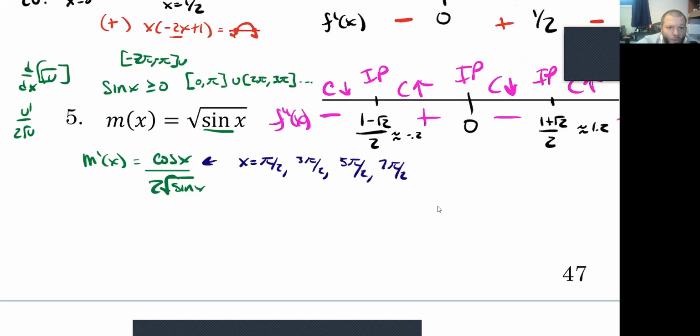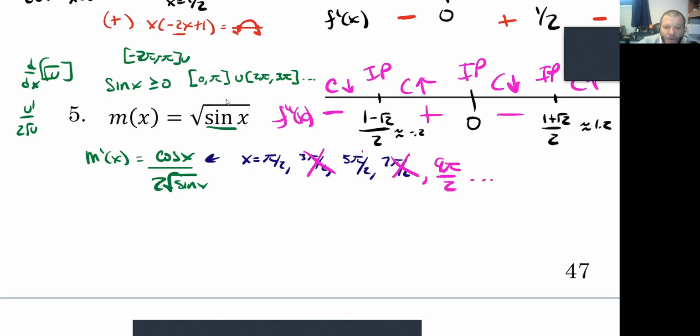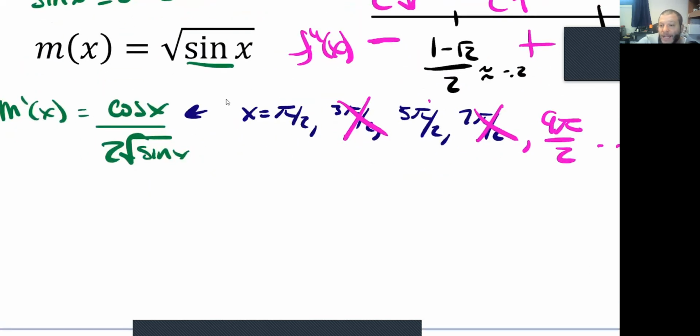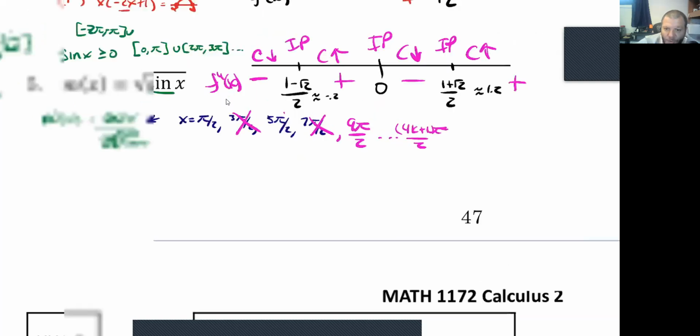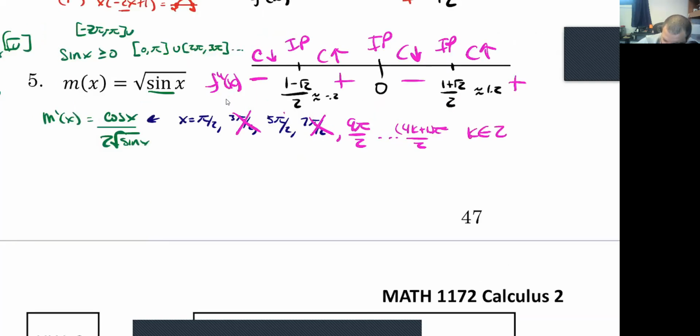But remember, we're not always defined for our function, right? So pi over 2 is in 0 to pi, so we like that one. 3 pi over 2 is in this part of the domain where we don't exist, so we don't care about this one. 7 pi over 2, the same. 9 pi over 2, we like that one. So every, I guess, multiple of 4 plus 1 pi over 2. If we were being nerdy, we could say 4k plus 1 pi over 2, we exist, where k is an integer, a whole number.